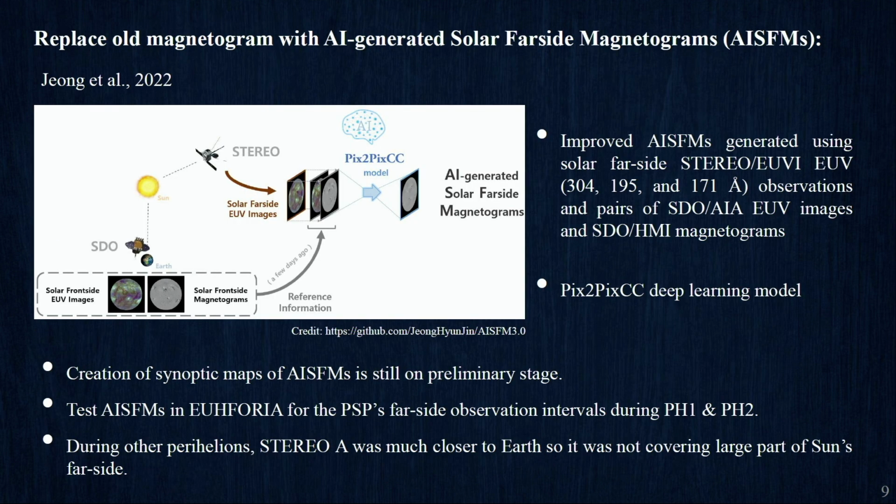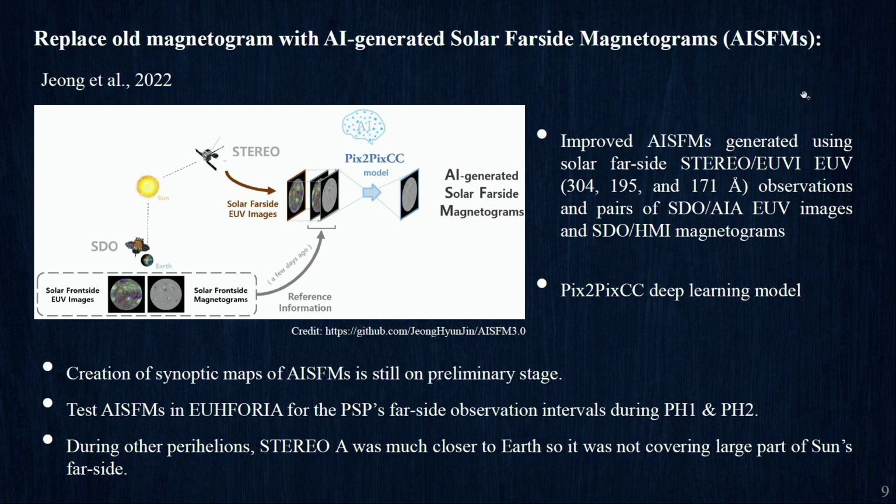So for the AI magnetograms, we are using the AI ones, which were recently published by Jeong et al. To generate the AI magnetograms, basically they train the model using the SDO HMI and SDO UV images, and they use the Farside STEREO UV images to produce the AI magnetogram for the Farside using the PIX2PIX-CC deep learning model. The daily magnetogram is available publicly, but the creation of the synoptic magnetogram is still at a preliminary stage, and we want to test this as input in EUHFORIA.